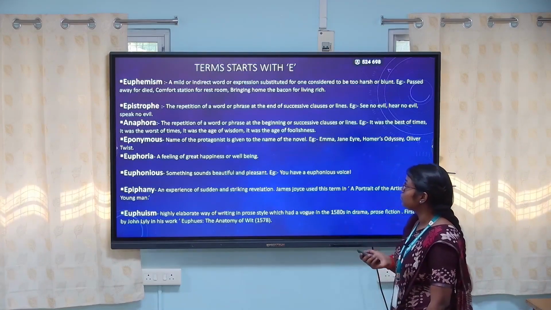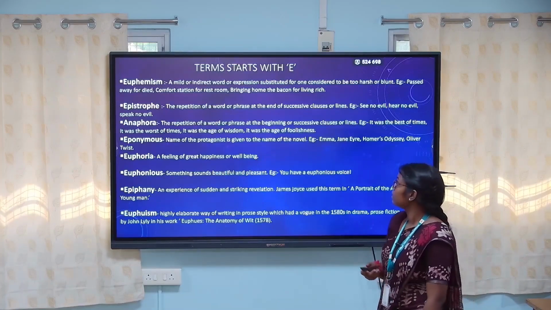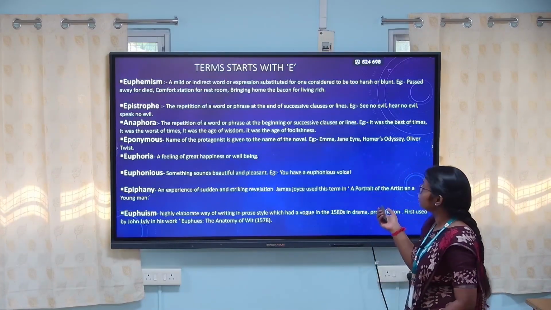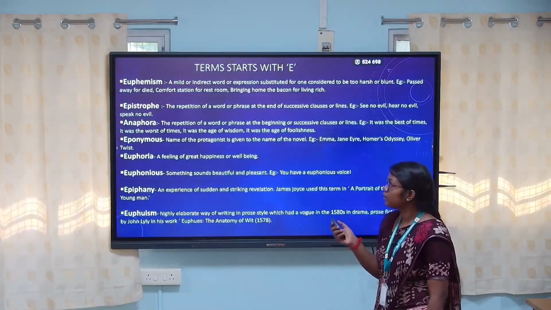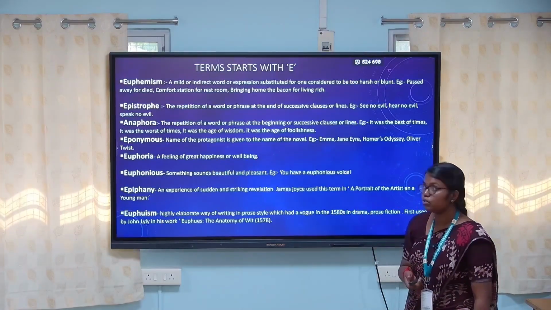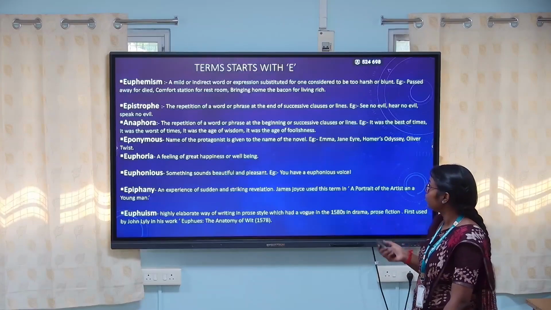The first is euphemism. Euphemism is nothing but a mild or indirect word which we can substitute for words that are harsh or blunt. For example, instead of died, we can use euphemism words like passed away. Instead of restroom, we can use comfort station. Instead of living rich, we can use bringing home the bacon.